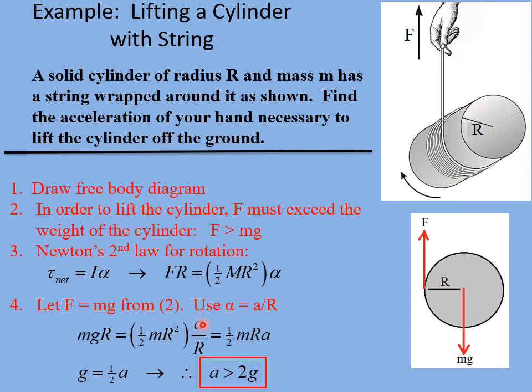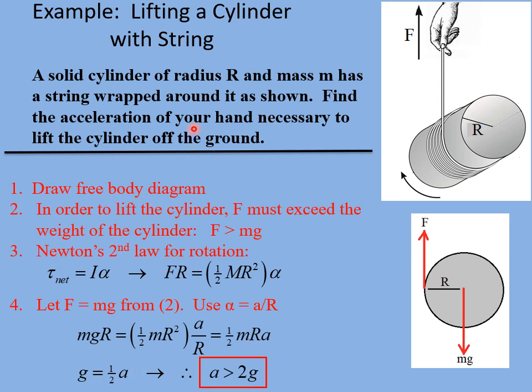Now we can do a little bit of cleanup. This r squared here, one of those r's cancels this r here. So on the right side, I end up with 1/2 mra. And now notice on both sides, I have an r. So I can cancel those. On both sides, I have an m here and here. I can cancel those. And I'm left with, on the left side, just g all by itself. And on the right side, 1/2 times a. So I have g equals 1/2 a.